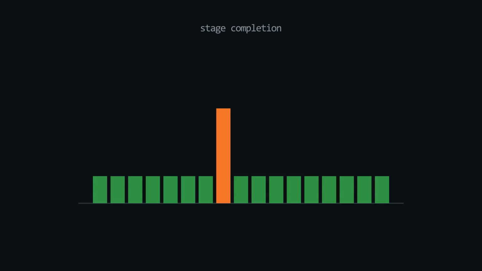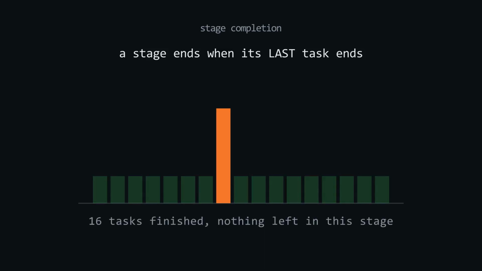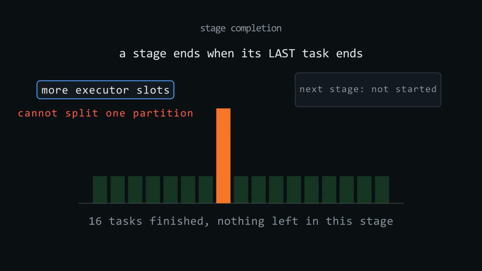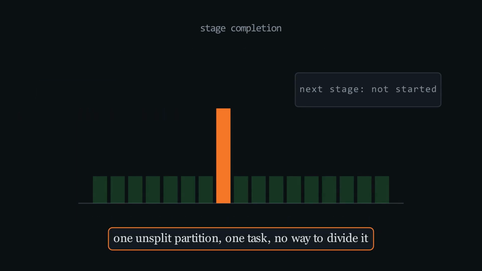This is the part that costs you money. A stage is finished when its last task is finished, not when most of them are. So for the whole time that one task is still going, the 16 tasks that finished have nothing left to do in this stage, and the operation that consumes this output has not started. And be precise about what that means. Once the work is concentrated in one unsplit partition, extra executor slots cannot parallelize that single task. More capacity gives Spark somewhere to put other work. It cannot divide this one.